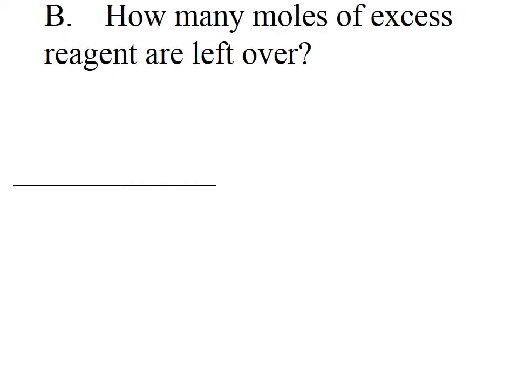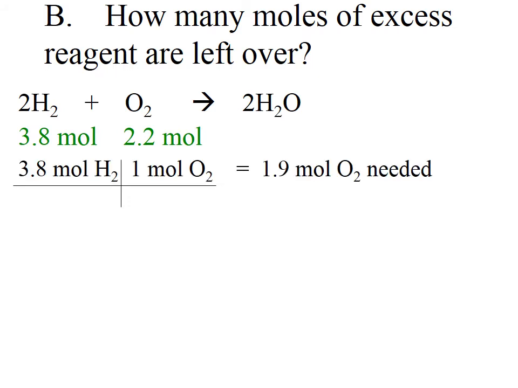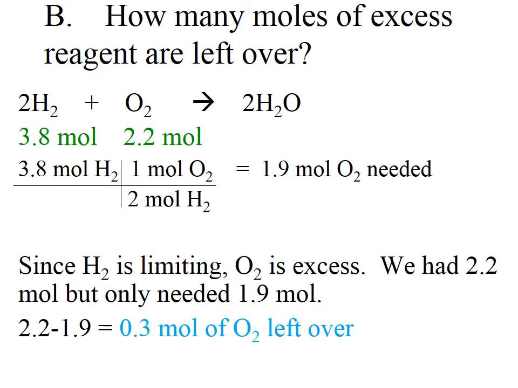How many moles of excess reagent are left over? So we have our balanced equation. We know how many moles of each we have. We know we needed 1.9 moles of oxygen, and we're given 2.2 moles, but we only needed 1.9. So we find the difference between the two, what we need and what we're given. So the difference, we have more than what we need. So 2.2 minus 1.9 gives us 0.3 moles of oxygen being left over.